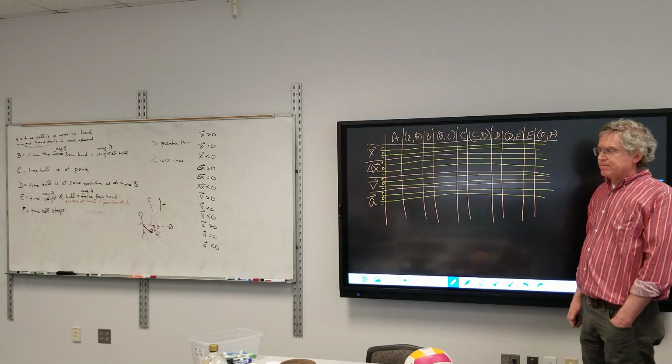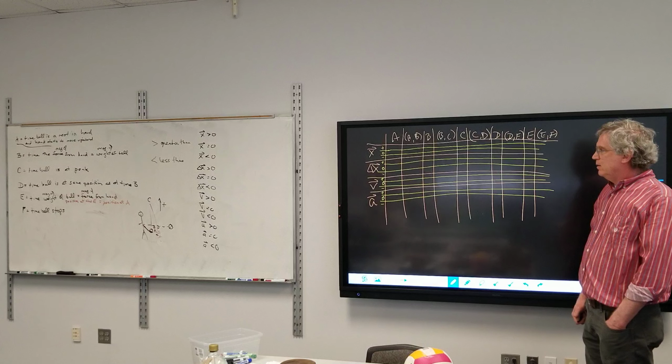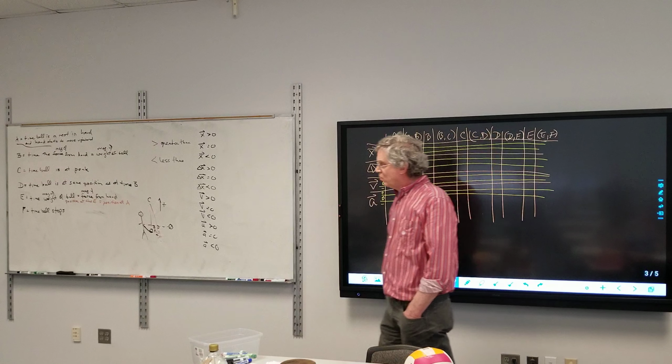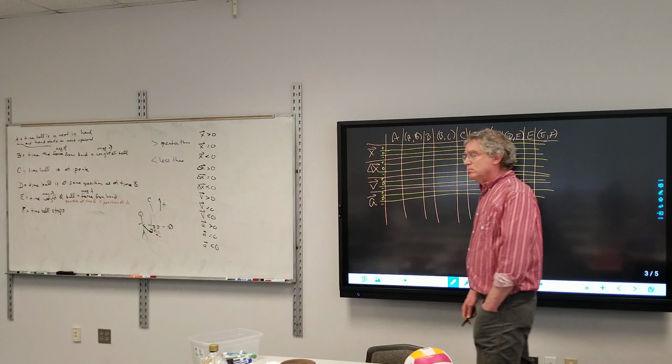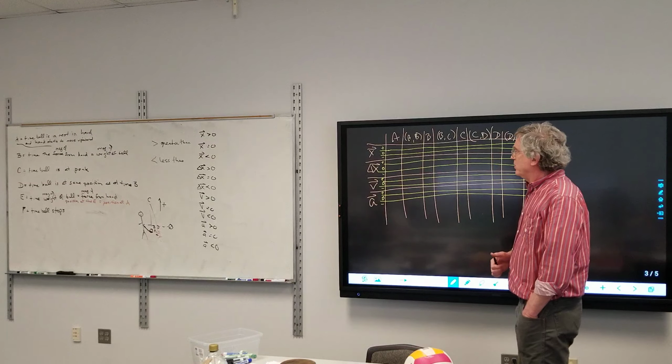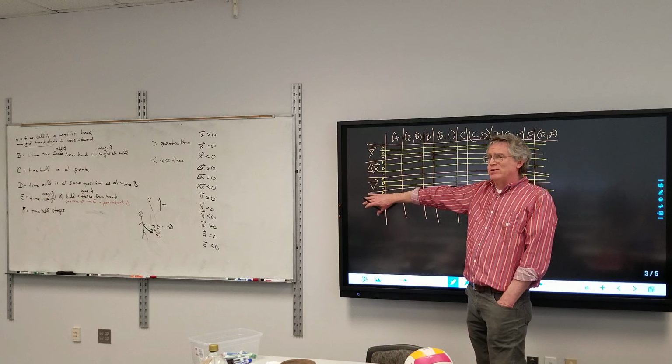So B and D, are they on the 0 line, or are they slightly below it? B and D are on the 0 line. All right, so personally, I think position is the simplest, but let's start with the simple one. Acceleration is not the simplest one.